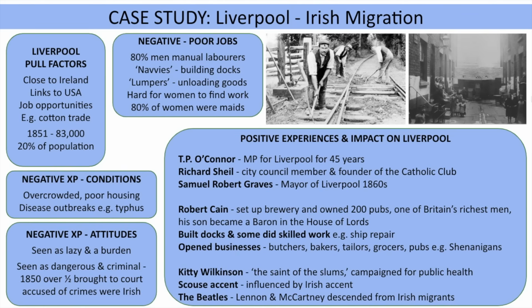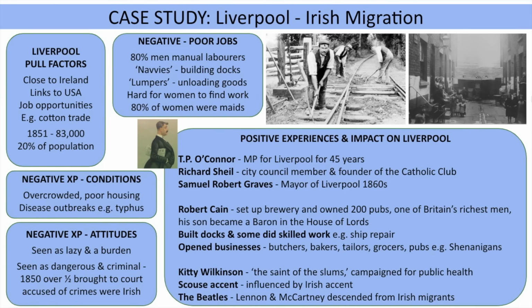We do, however, see some individual examples of positive experiences, especially later on in the period. So you get some political figures like T.P. O'Connor, who was the MP for Liverpool for a full 45 years, who was of Irish heritage. You get city council members who were Irish. You get the mayor of Liverpool, Samuel Robert Graves, who was of Irish heritage, and his home is where Liverpool Football Club gets its name from, Anfield.